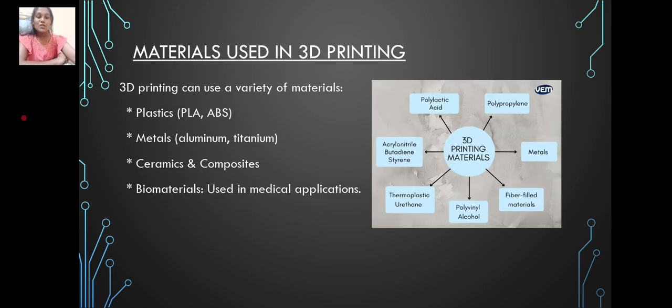Materials used in 3D printing. 3D printing can use a variety of materials: plastics like PLA and ABS, metals like aluminium and titanium, ceramics and composites, and biomaterials which are used in medical applications.